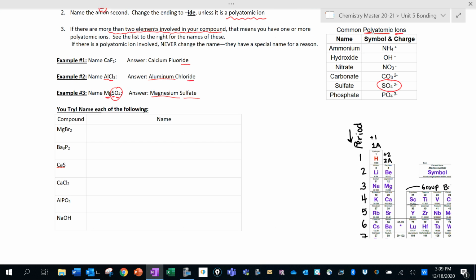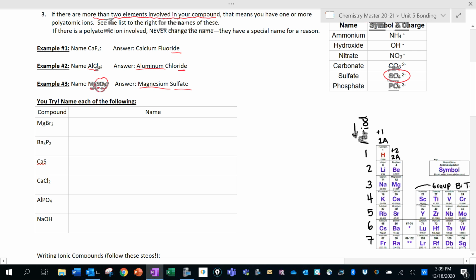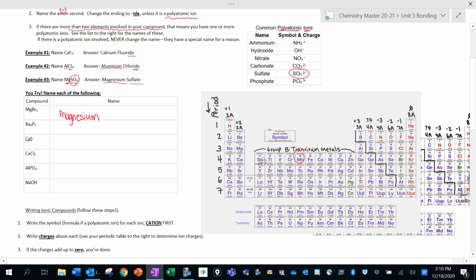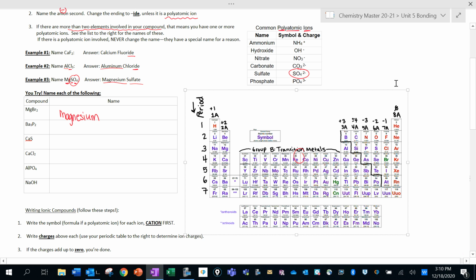All right, so let's try some examples down here. So we're going to name the metal first. So Mg, it's right over here. That's magnesium. And then Br, if you look on your periodic table, I'm going to move this over so you can see it better. Br is over here. That's bromine. But I'm going to change the ending to "ide." So it becomes magnesium bromide.